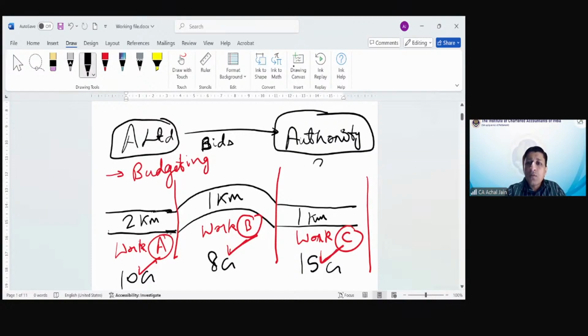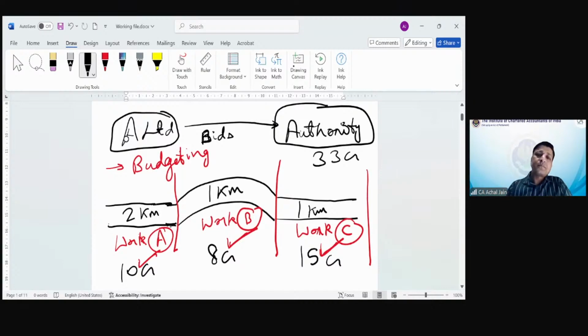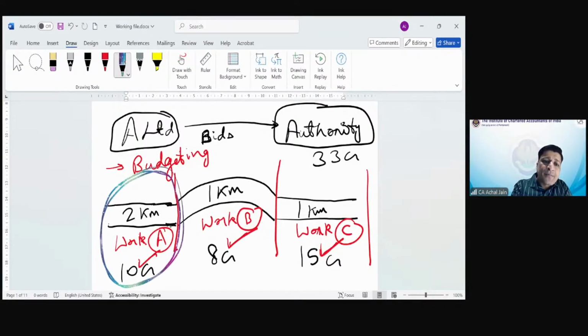So if you look at the overall value in a combined manner, it is 33 crore. Now the question arises that tomorrow or later on, when A Limited will execute, let's suppose this first part. Let's suppose A Limited has completed work A only, because A Limited is not getting into this construction for all of these 3 works simultaneously. So let's suppose it's sequentially, which is done by A Limited. So that's how it's been approached.